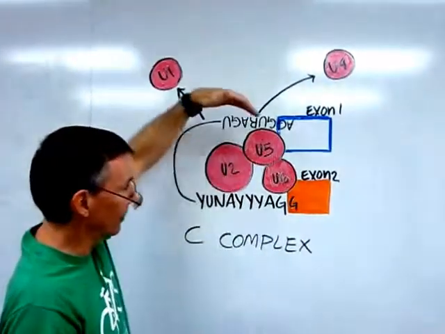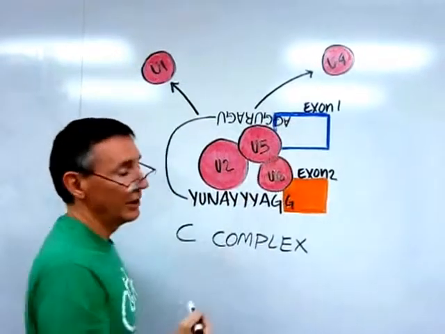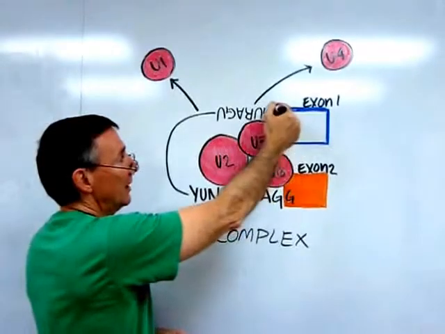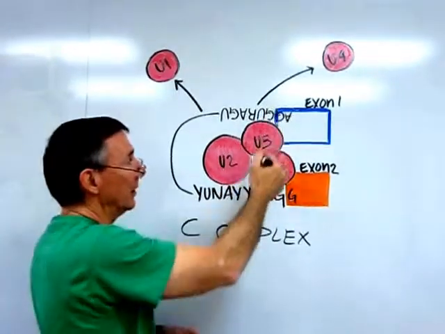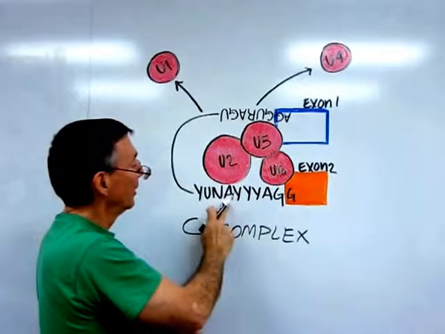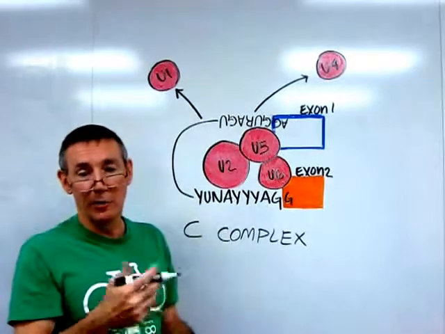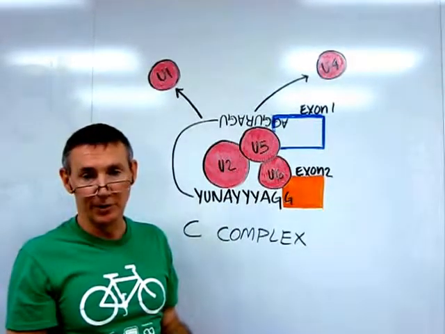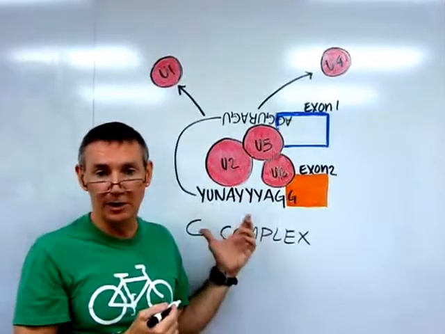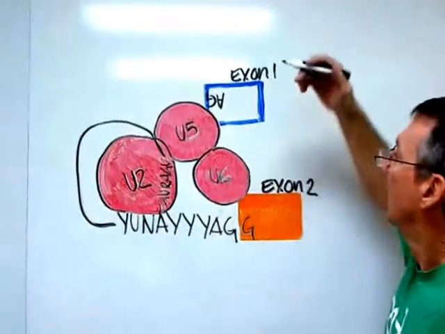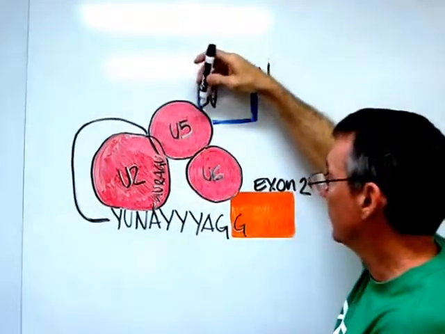The first transesterification that will be catalyzed here is that the C complex will cleave the bond between the exon and the 5' end of the intron at the donor site, and then it'll join the 5' end of that intron to the RNA over here at the branch point by means of a 5' to 2' phosphodiester bond. This unusual bond will result in a branched chain RNA molecule at that point. So here we have what's formed after the first transesterification reaction.